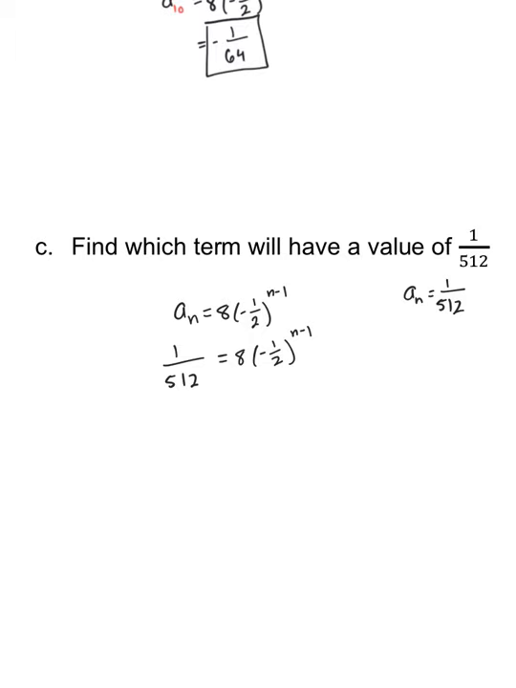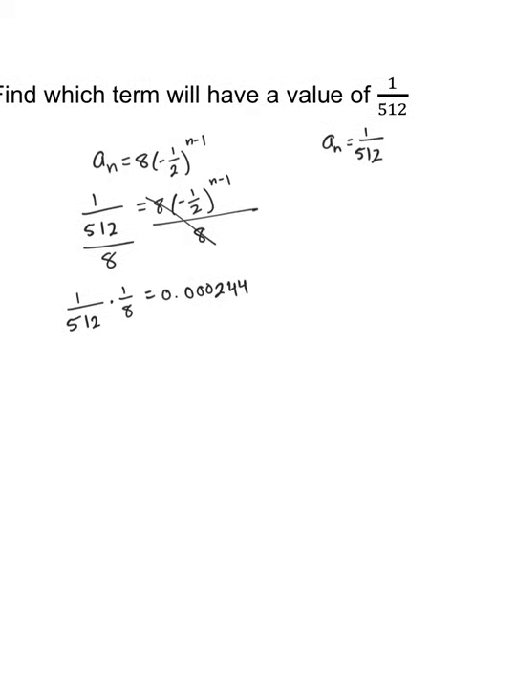What I'm going to do now is solve this equation for n, because n is going to tell me which term number that's happening with. So to start doing this, I'm going to divide both sides by 8 to get rid of the 8 that's in the front. You can think of this as 1 over 512 times 1 over 8. And that gives you 0.000244.